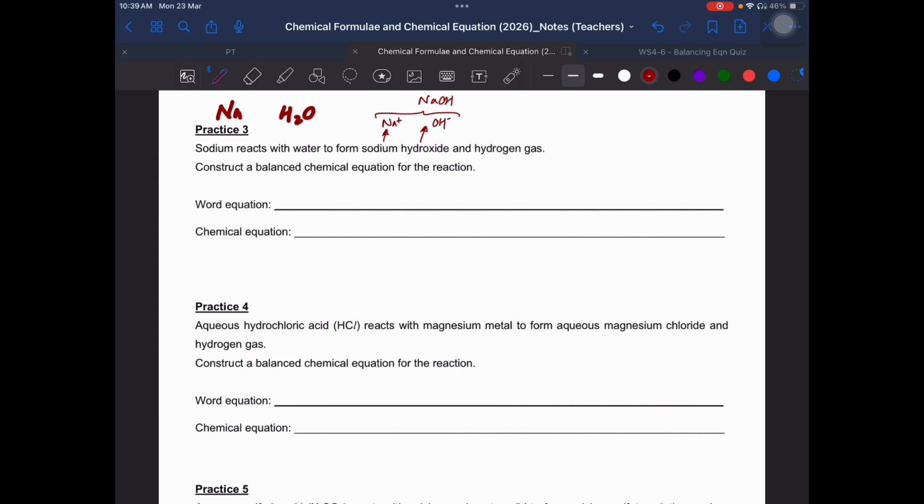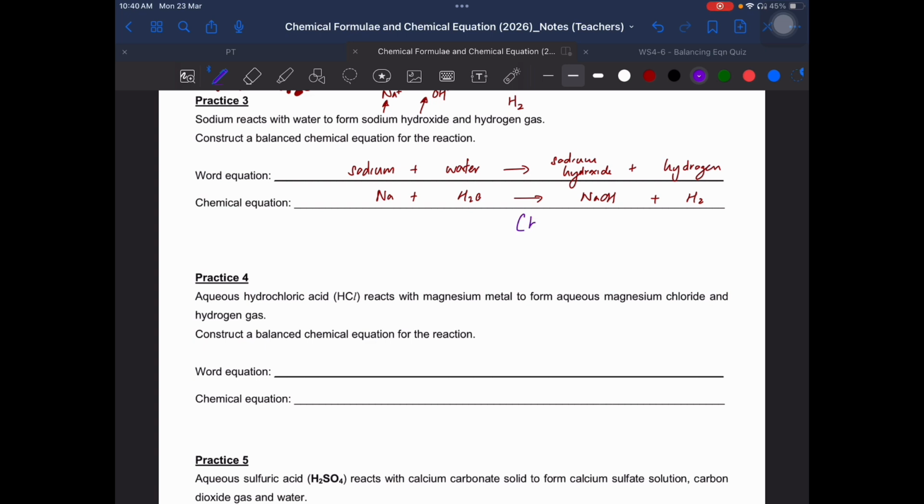Hydrogen gas is one of the diatomic element and it's H2. So with this entire thing, my word equation will be sodium plus water forming with the arrow sodium hydroxide plus hydrogen gas. Okay, and this will be Na + H2O → NaOH + H2. So why don't you try to balance this yourself?